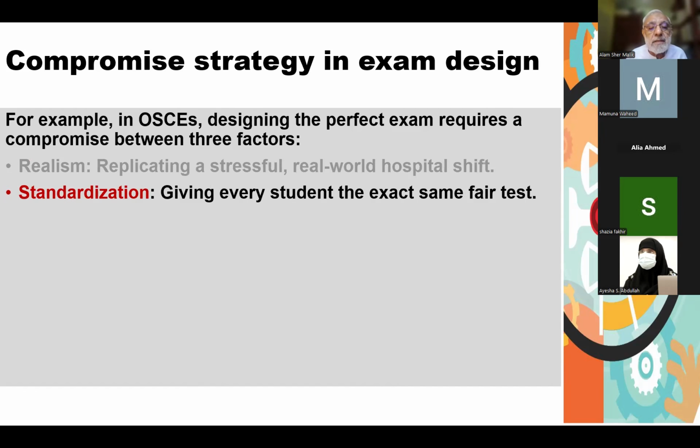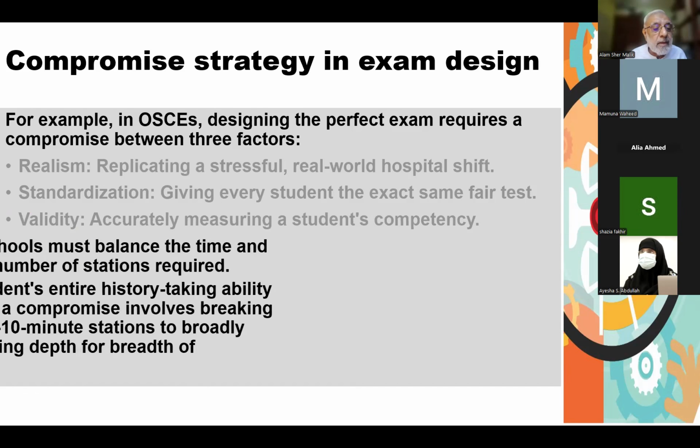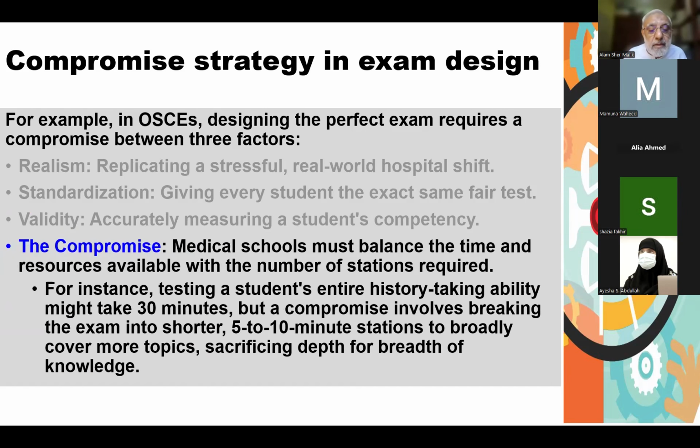Then standardization, giving every student the exact same fair test. Yes, we do try our best, but especially when we are using patients, there may be a little bit of difference here and there. So that's another compromise. And third is validity, accurately measuring a student's competency. Normally we would say that there should be a complete history taking, which might take 30 minutes, but of course we cannot have a 30-minute OSCE, so we have to compromise there.